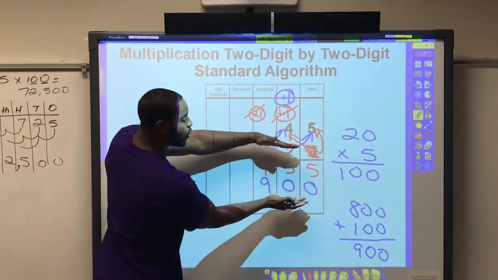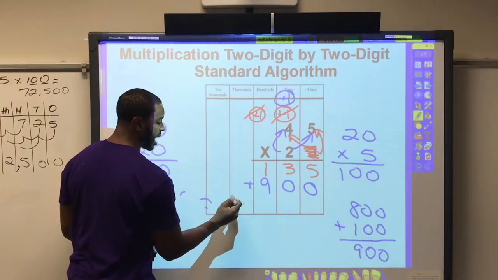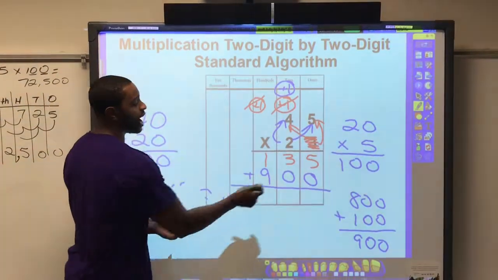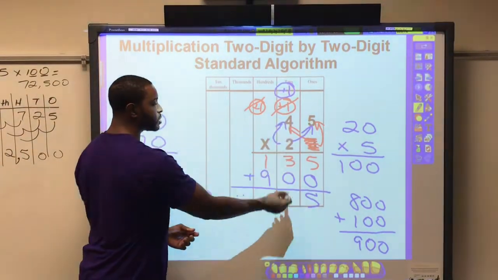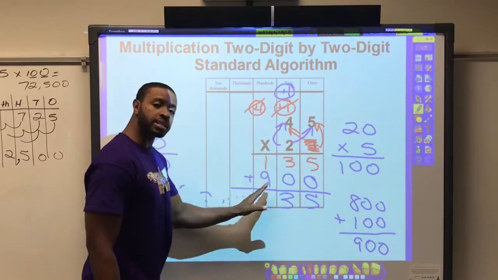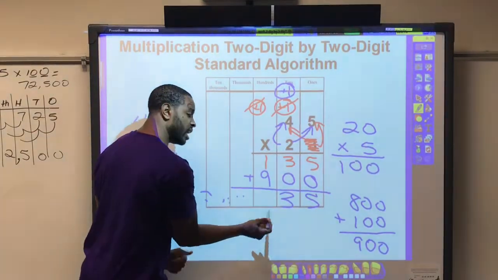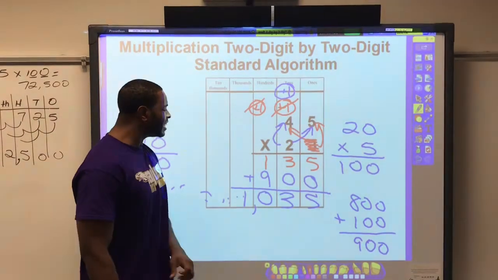And now we take both of the products and we put them together. So now it's time for us to add. Okay? So I have 5 ones plus no ones. That's 5 ones. 3 tens plus no tens. That's 3 tens. Okay? 100 plus 900. That is 10 hundreds. You regroup that. Boom. And so the product is 1,035.